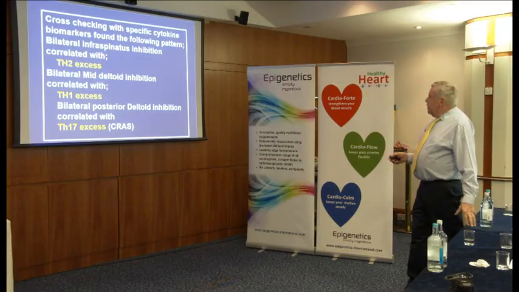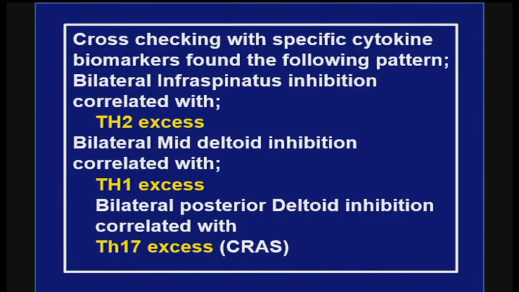Cross-checking with specific cytokine biomarkers found the following patterns. Bilateral infraspinatus inhibition correlated with the TH2 excess. So TH2 is what's driving that TH17 and the pro-inflammatory response. So when you get a bilateral infraspinatus, you know then that you've probably got an autoimmune response.